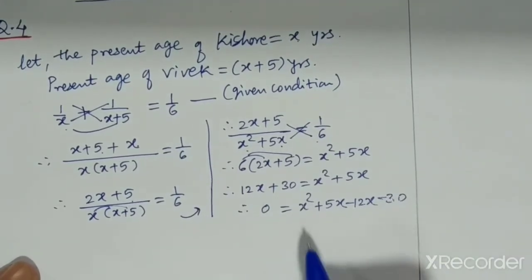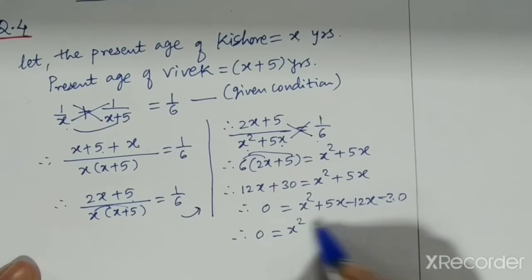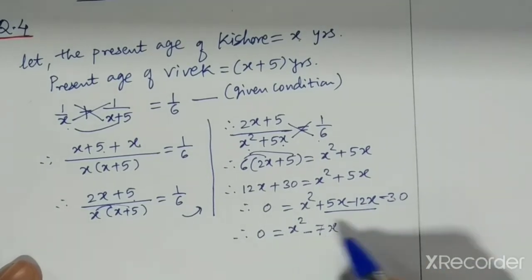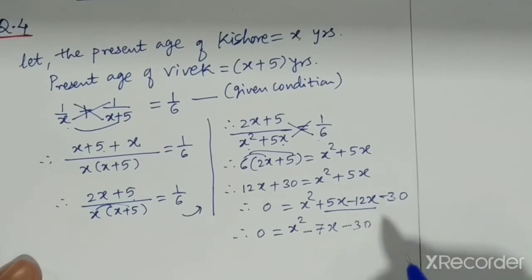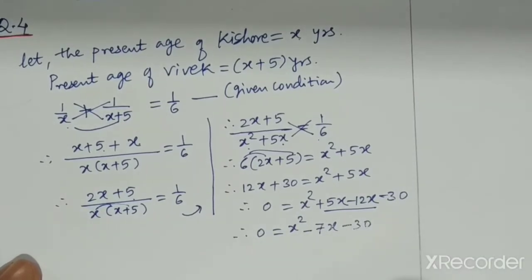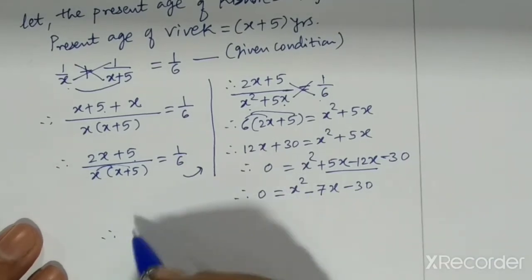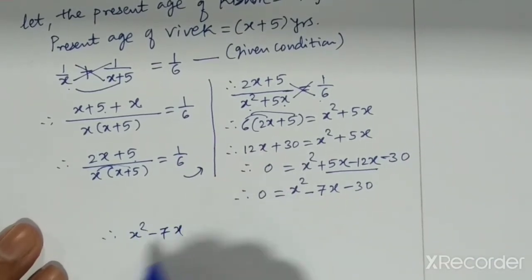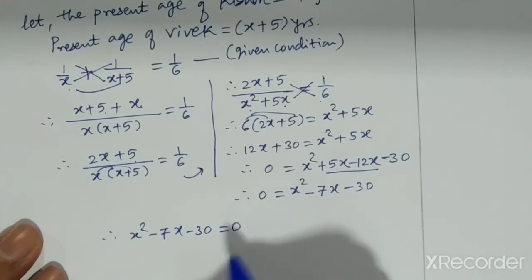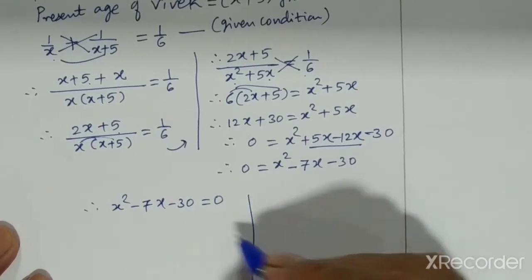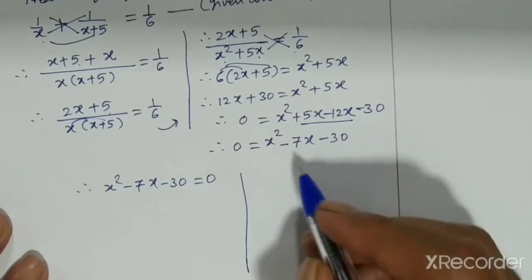So we will get 0 is equal to x square. These are like terms, so different signs, subtraction. So 12 minus 5 is 7x, and give the bigger sign, minus 30. So we will get x square minus 7x minus 30. So this is the quadratic equation we get here. So x square minus 7x minus 30 is equal to 0. This is the quadratic equation in standard form. Now we will solve this quadratic equation by the factorization method.